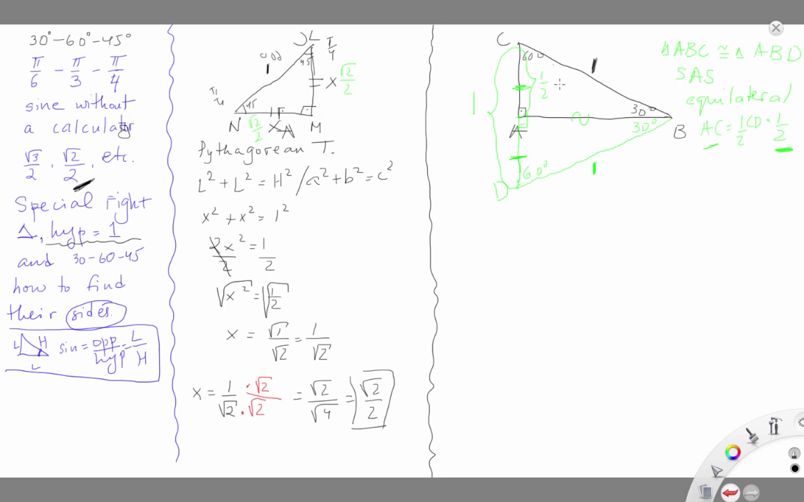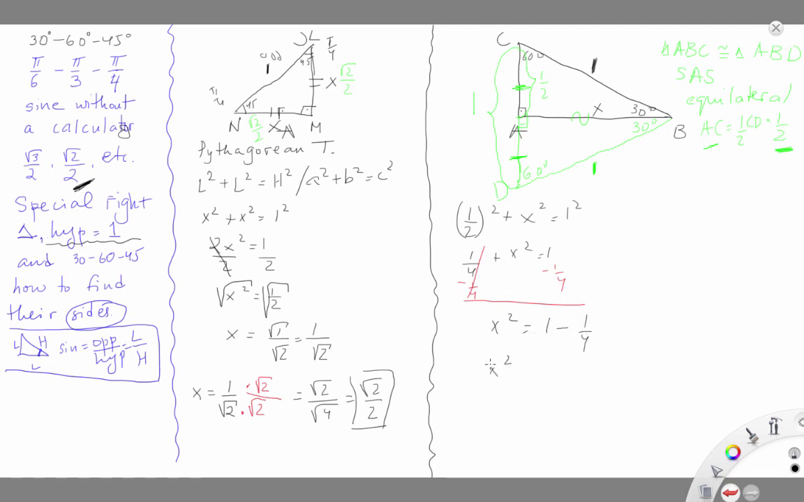I'm going to say 1/2 squared plus, and let's call this x over here because I don't know it, plus x squared equals 1 squared. So what I get is 1 over 4 plus x squared equals 1. I want to move 1/4 to the other side, so I'm going to subtract 1/4 on both sides. Those 1/4s are going to cancel out, and what I get is x squared is equal to 1 minus 1/4.